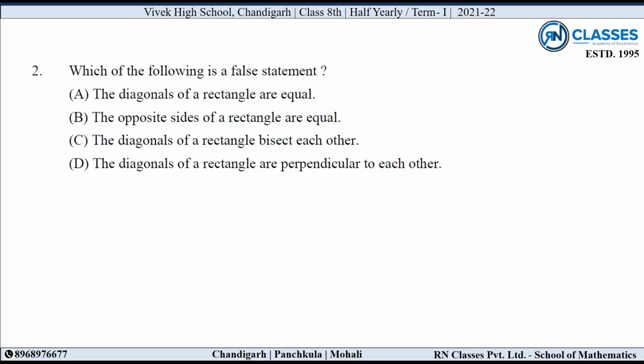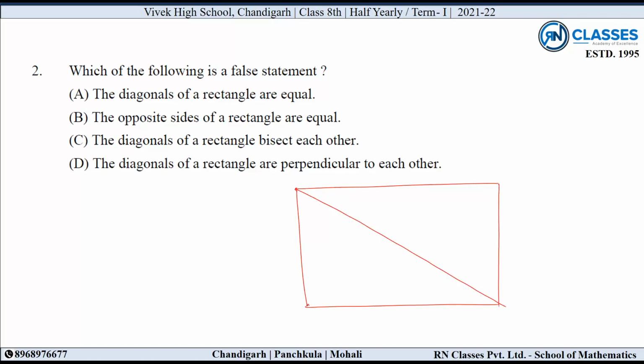Question number 2. Which of the following is a false statement? We have to find the false statement. Okay. The diagonals of a rectangle are equal. Let me form a rectangle. This is our rectangle. So this is the diagonal and this is the diagonal. A, B, C, D becomes a rectangle. AC is the diagonal and BD is the diagonal. Diagonals are equal. Of course diagonals are equal. So this statement is correct.